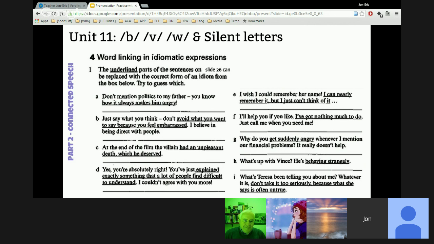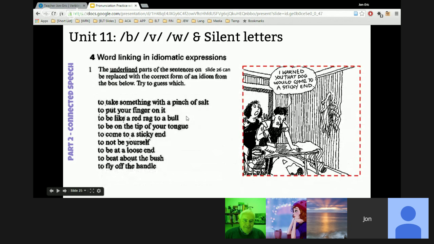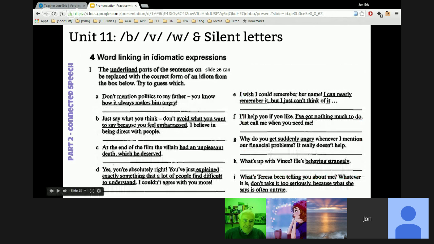Jose, look at B. What do you think is the best choice? Just say what you think. Don't avoid what you want to say because you feel embarrassed. I believe in being direct with people. I think the best choice is to beat about the bush. Exactly right. Very good. So it should be like this: just say what you think. Don't beat about the bush. I believe in being direct with people. Very good. That's it. Okay, Salva, what do you think about C?